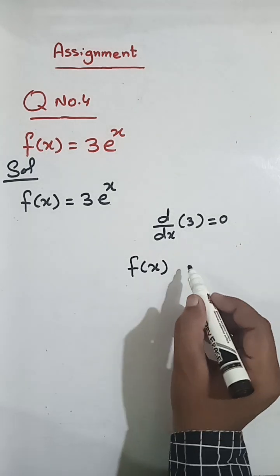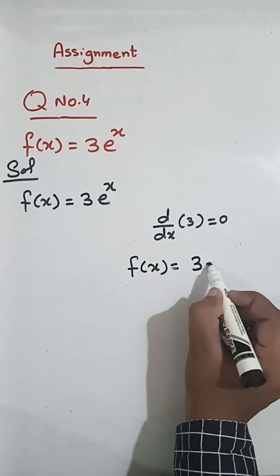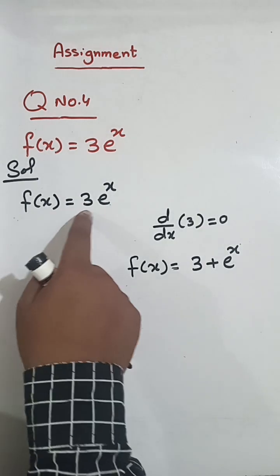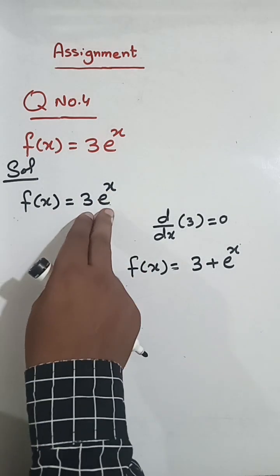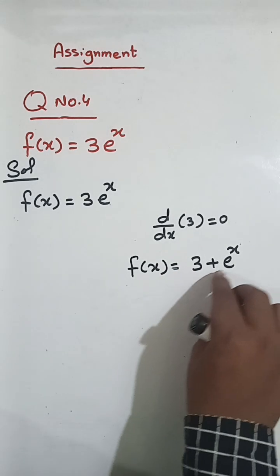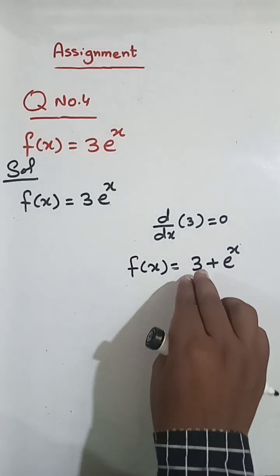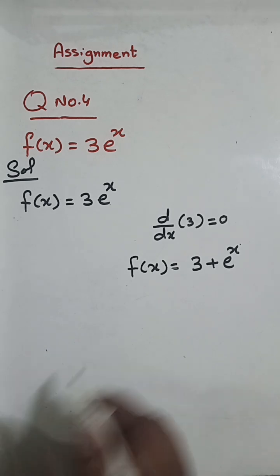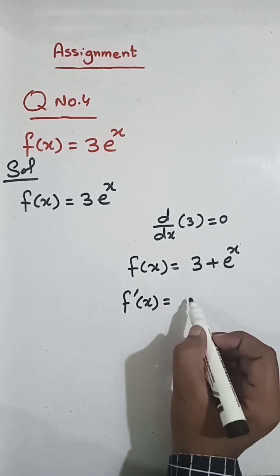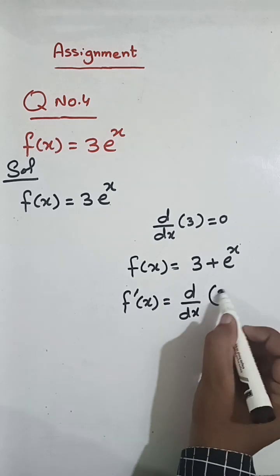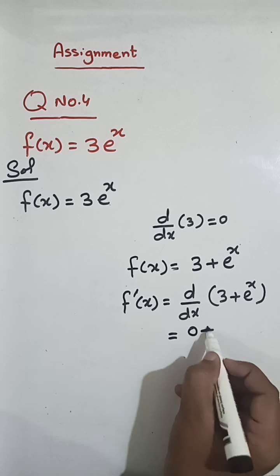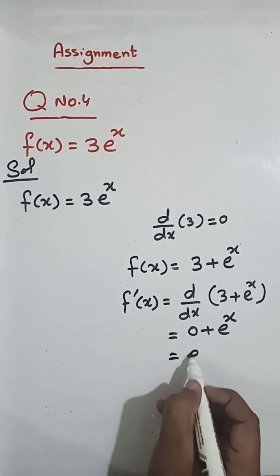Okay, so if I say 3 plus e raised to power x, now look at the difference. Here we have 3 into e raised to power x. This means that 3 and e raised to power x are being multiplied by each other. But here we have 3 plus e raised to power x. These 3 and e raised to power x are being added. So when I find the derivative, I simply get the derivative of 3 is 0 and the derivative of e raised to power x is again e raised to power x. So finally we got e raised to power x.